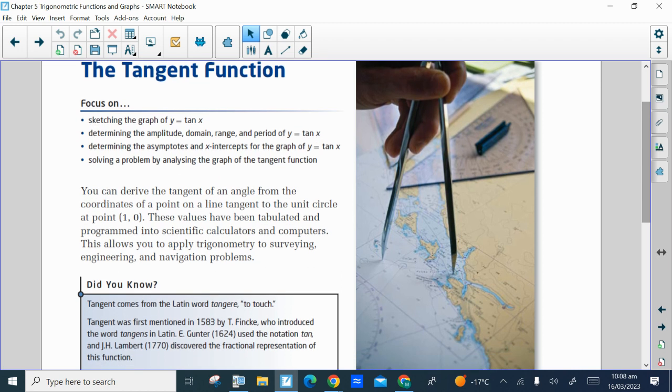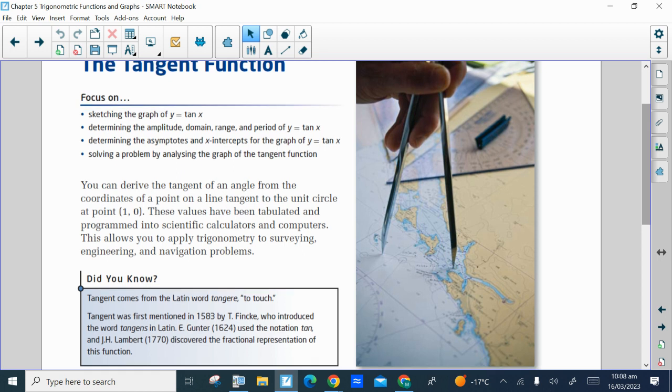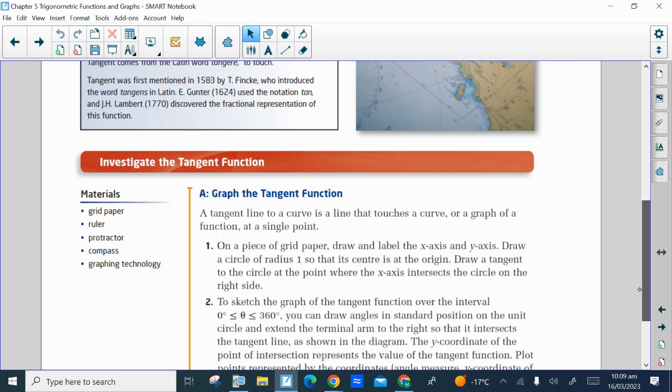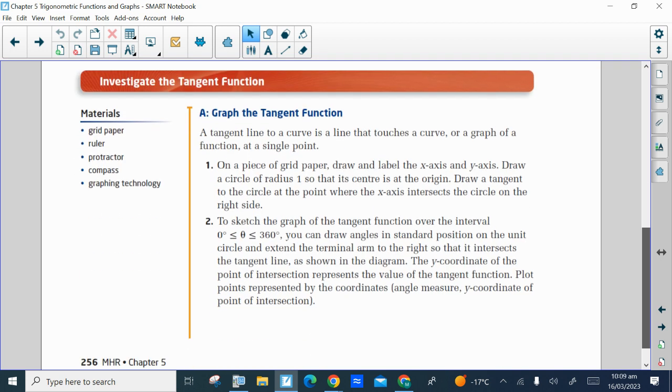So we'll sketch the graph of tan, we'll look at the amplitude, domain, range, period. We're going to see that there's asymptotes for the graphs of the tan function, and we'll talk about where those x-intercepts are, and also look at solving problems by analyzing the graph of tangent function.